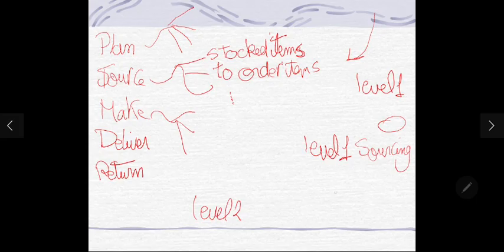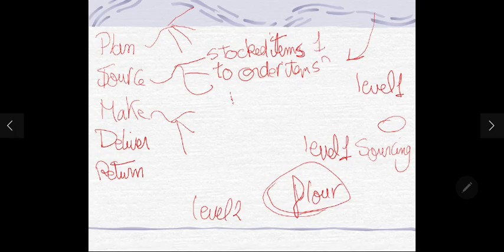So when I buy, for example, flour, is it a stocked item or is it made to order? Flour is a stocked item. So this is called number 1. This is called number 2. So when I buy flour, it means I am doing sourcing. This is level 1. And within the sourcing, it's type number 1. So that's why we call this level 2.